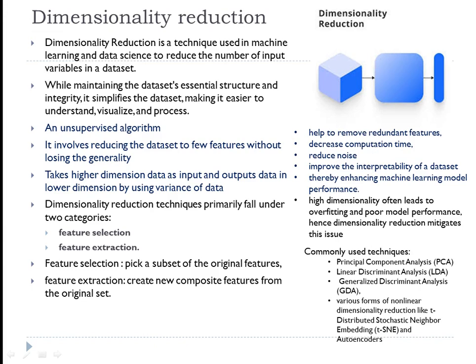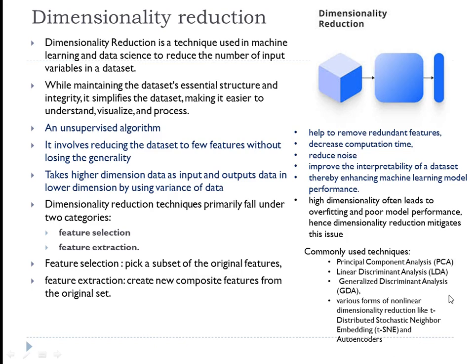Now the next question is, what methods can I use? Of course, feature selection and feature extraction are there, and some of the most commonly used techniques, which we will be discussing further, are PCA, principal component analysis, which plays a very important role in dimensionality reduction; LDA, linear discriminant analysis; GDA, generalized discriminant analysis; and we also have various non-linear dimensionality reduction methods like t-SNE, that is t-distributed stochastic neighbor embedding, and autoencoders.